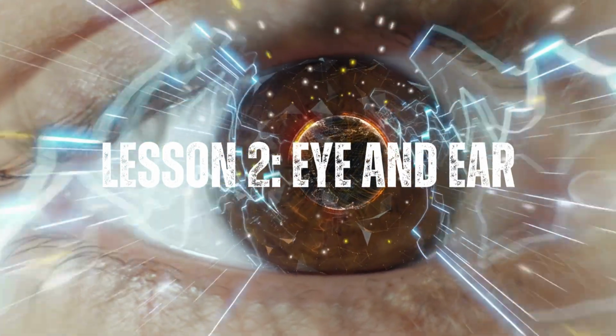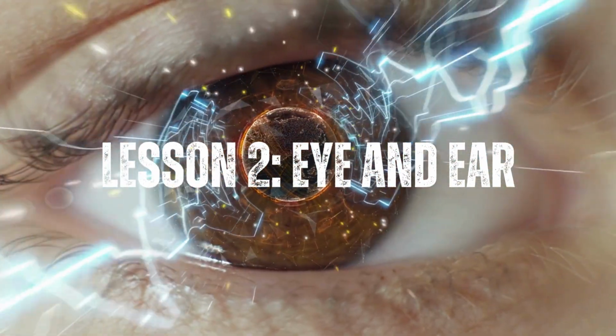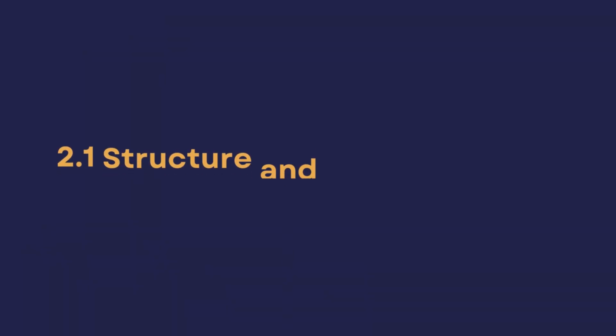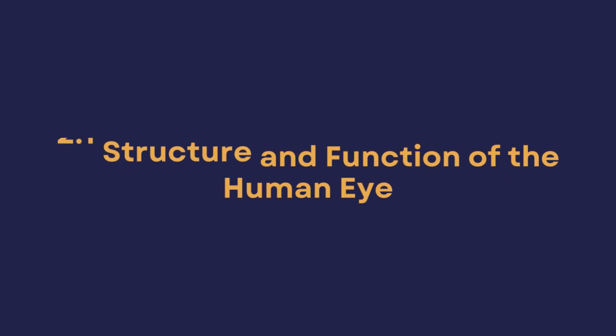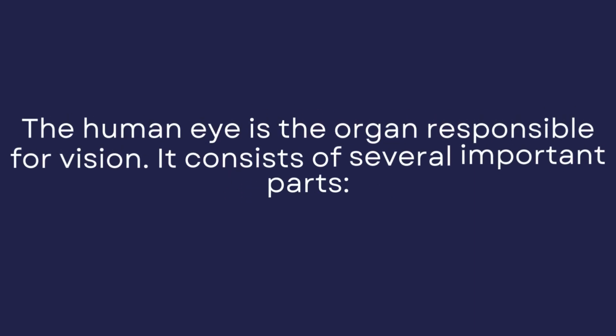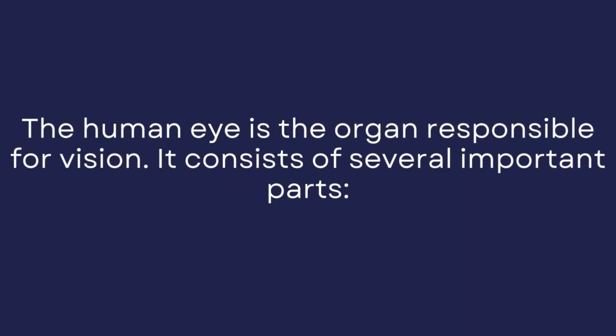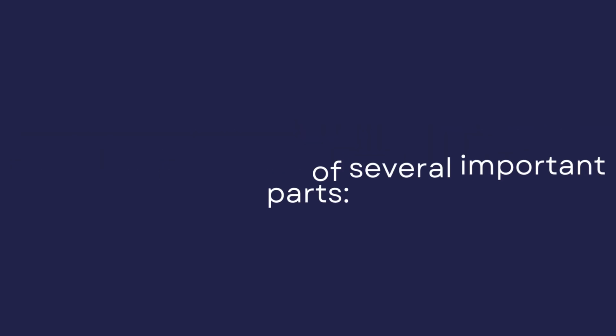Today I'm going to explain the second lesson in science. Let's get started. 2.1 Structure and Function of the Human Eye. The human eye is the organ responsible for vision. It consists of several important parts.